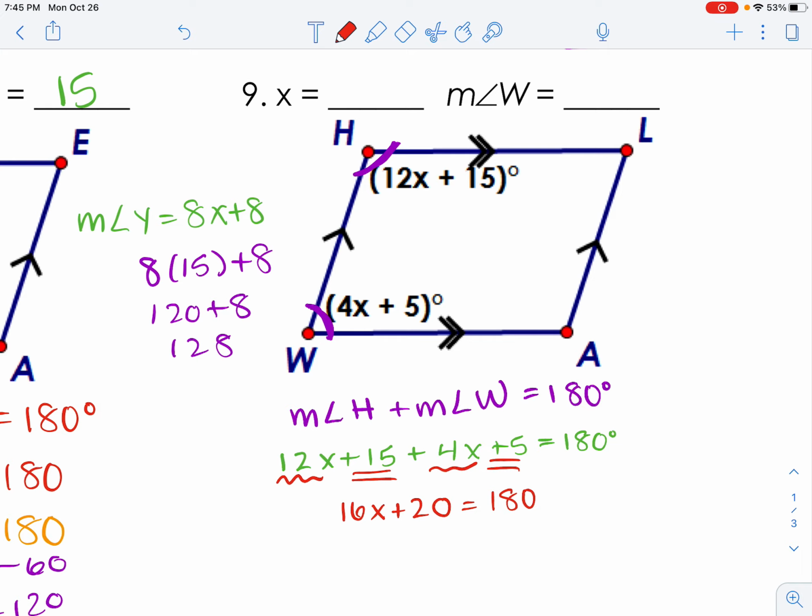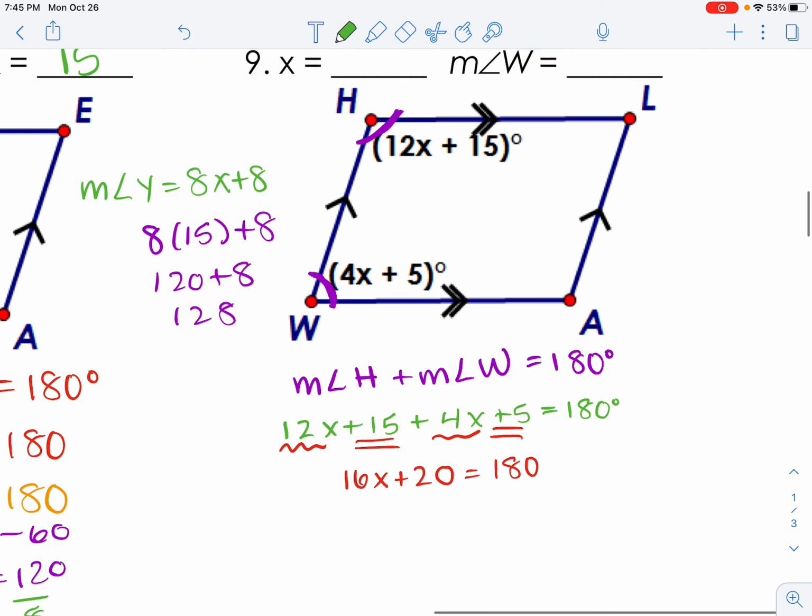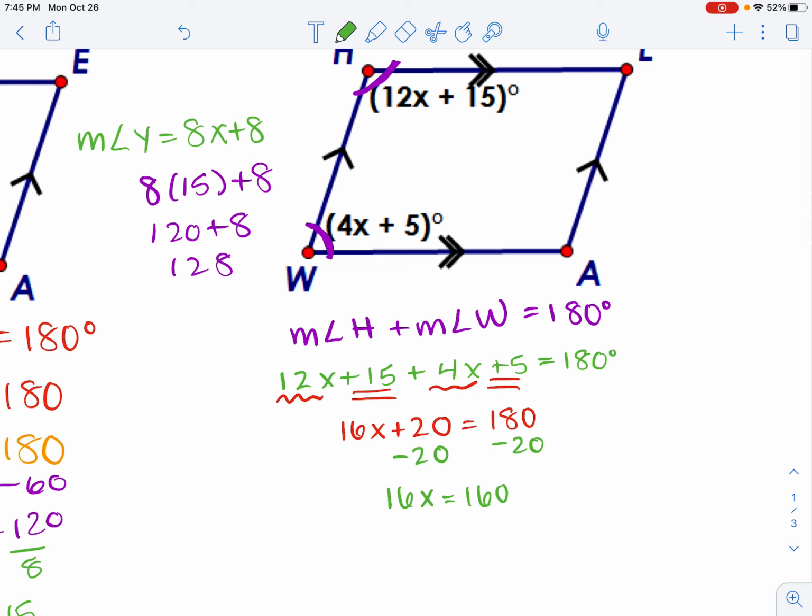Now I'm going to solve for x. And when we're solving, remember we do order of operations backwards. So the first thing that I need to deal with is that plus 20. So to cancel out a positive 20, we're going to use the inverse, which would be to subtract 20. So I subtract 20 from both sides, and I get 16x equals 160. Now, to get rid of the 16 in front of x, the inverse of multiplying by 16 would be to divide by 16. So I divide both sides by 16, and I get x equals 10.